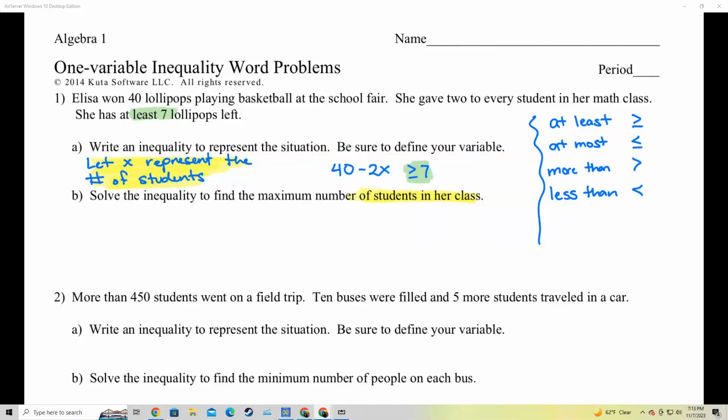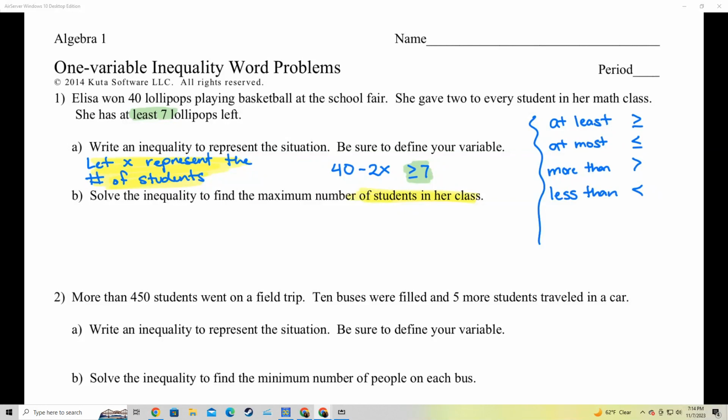So let's pretend that there were only three students. Then the way this would work is she started off with 40 lollipops because she saw three students. Then she's going to take away six lollipops. 40 take away six would be 36 lollipops left over, which is definitely greater than or equal to the 7 that we want. So this is working. That was my little check on the side.